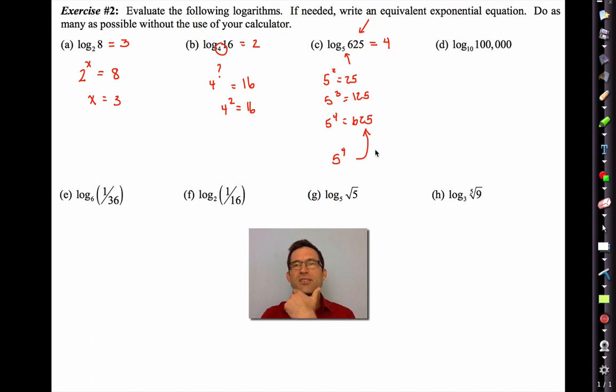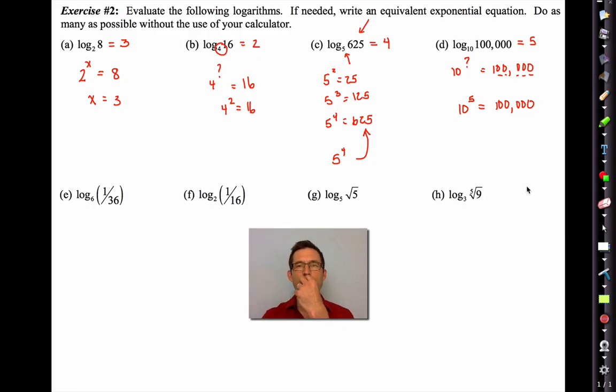How about the log base 10 of 100,000? What do I have to raise 10 to get 100,000? Well, this one should be easy. 1, 2, 3, 4, 5. 10 to the 5th is 100,000. And therefore, log base 10 of 100,000 is 5.